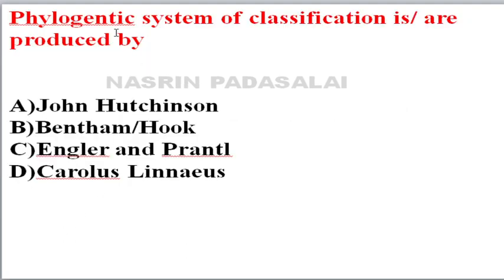Next thing, the phylogenetic system of classification was produced by which of the following scientists? The phylogenetic system of classification is based on evolutionary ancestry, and it was given by John Hutchinson and Engler and Prantl. Whereas Bentham and Hooker are the scientists who were involved in designing the natural system of classification. They are the ones who divided plants into flowering plants and non-flowering plants. Whereas Carolus Linnaeus was involved in determining the binomial nomenclature. He is not a person who gave the phylogenetic system of classification.